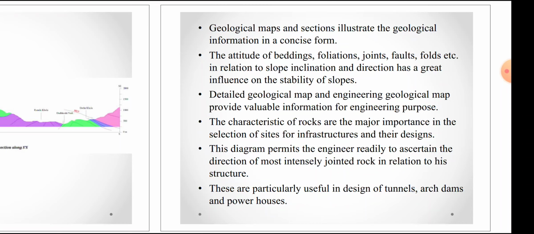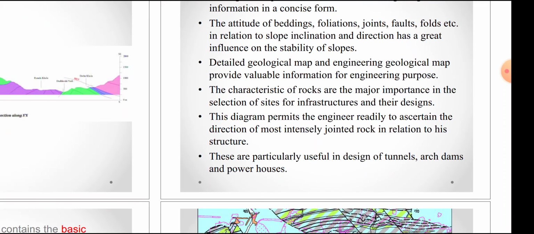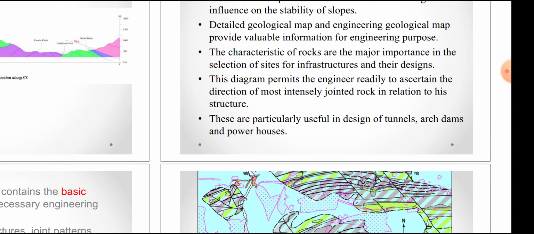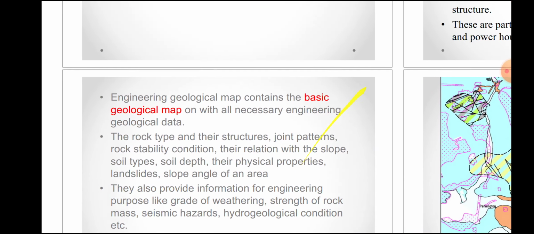The characteristics of rocks are of major importance in the selection of sites for infrastructures and their design. This diagram permits the engineer readily to ascertain the direction of most intensely jointed rock in relation to its structure. These are particularly useful in design of tunnels, arch dams, and powerhouses.